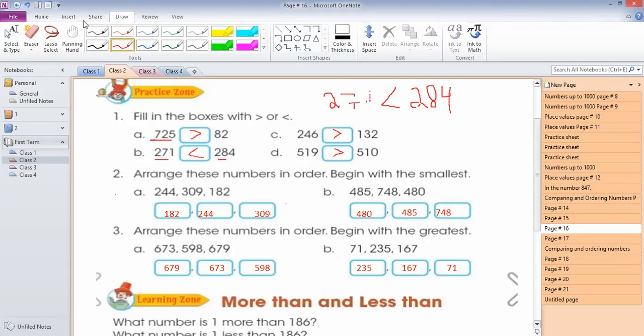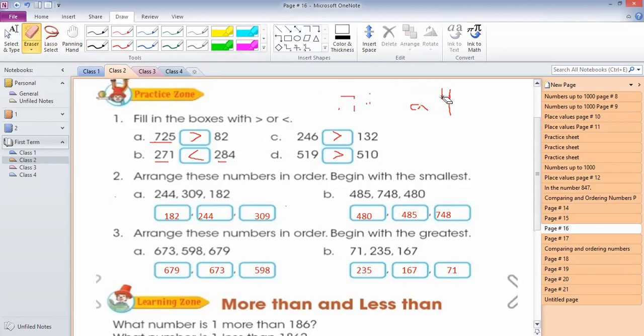Same here, guys. We completed question number 2 and question number 3 also. In question number 1, we only had to use the sign for greater than or less than. But in question number 2 and question number 3, we have to arrange these from smallest to largest or largest to smallest. So 244, 309 and 182, we have to arrange from smallest to largest. So this is 200, 300 and 100. So 100 is smaller than 2 and 3 also. So you write 100 first, then 200 and then 300 value.